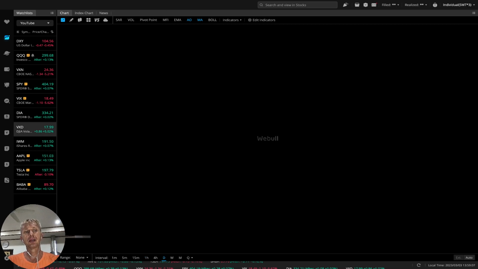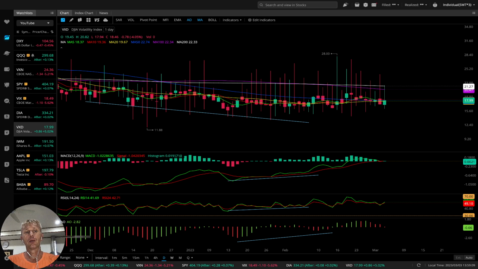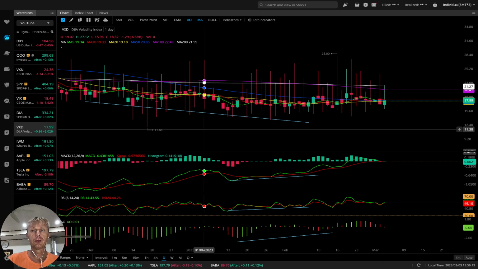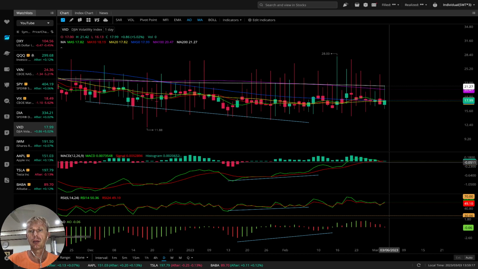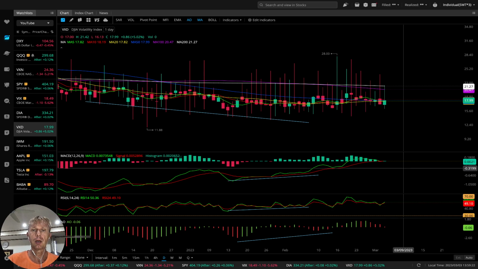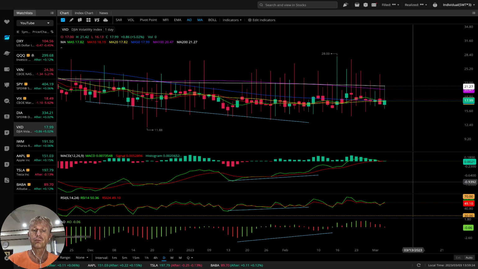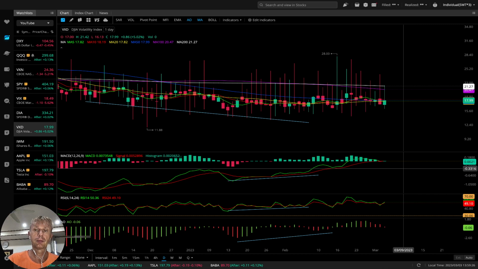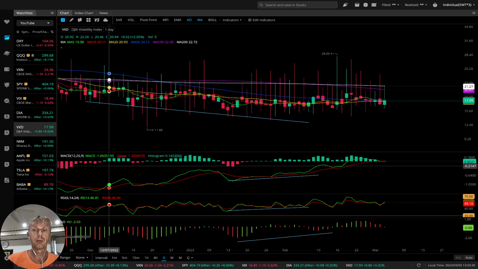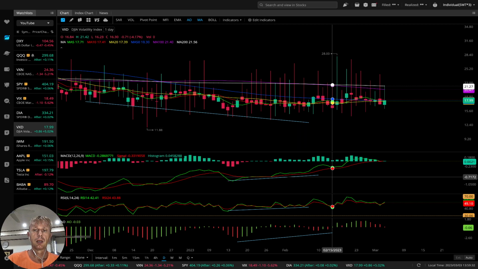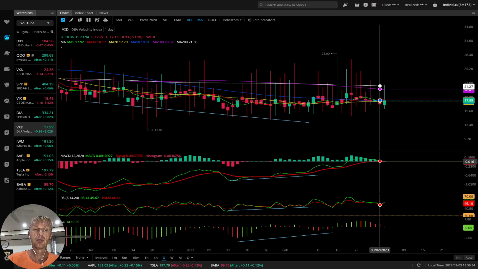Let's move to VXD, the volatility index for Dow. It is bearish: MA5 did a bearish crossover, MACD kind of flat, RSI bullish. It's mixed mode for Dow, not fully confirmed. Two indicators bearish, two indicators bullish, 50-50.